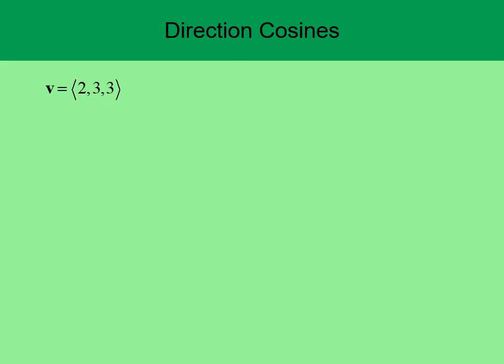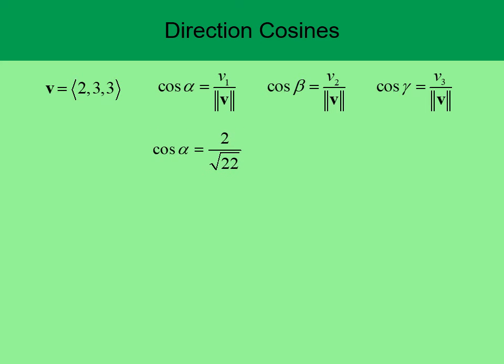So if we want to find the direction cosines for this vector, we would simply use the formulas that we just came up with. First component, 2, divided by the magnitude. That would be the square root of 2 squared plus 3 squared plus 3 squared. That would be 4 plus 9 plus 9, which is 22. And so 2 divided by the square root of 22 is the cosine of alpha.